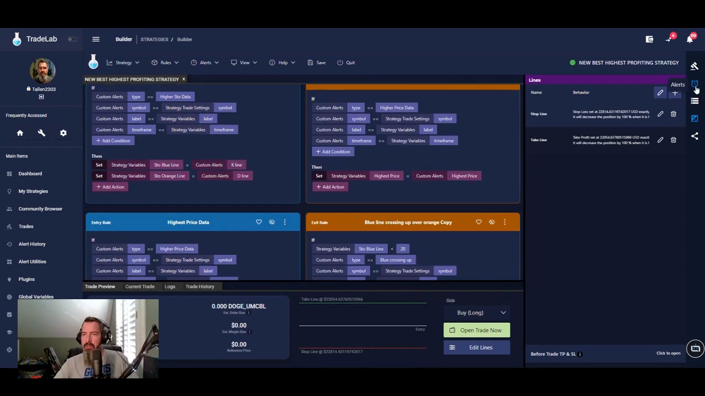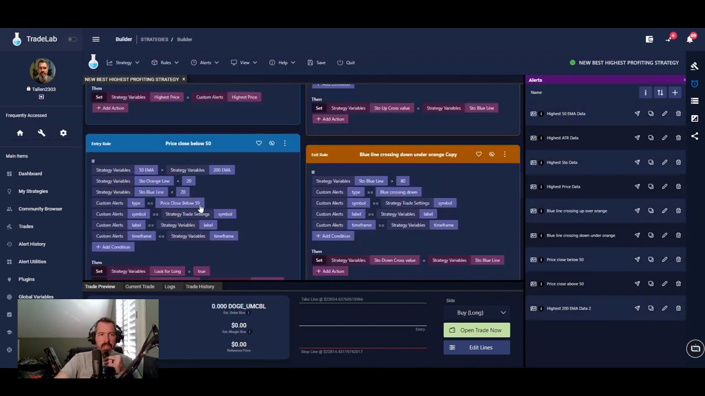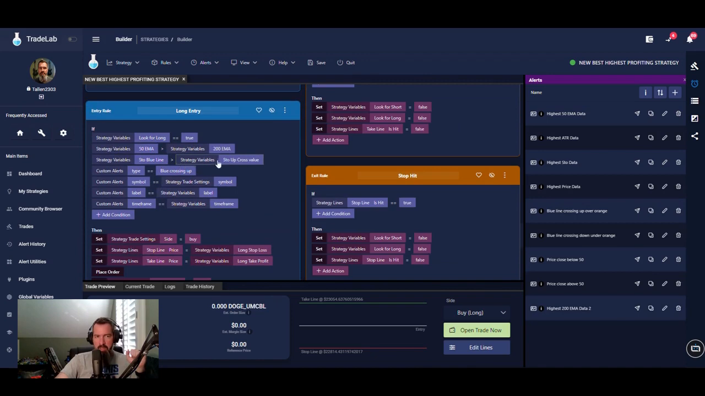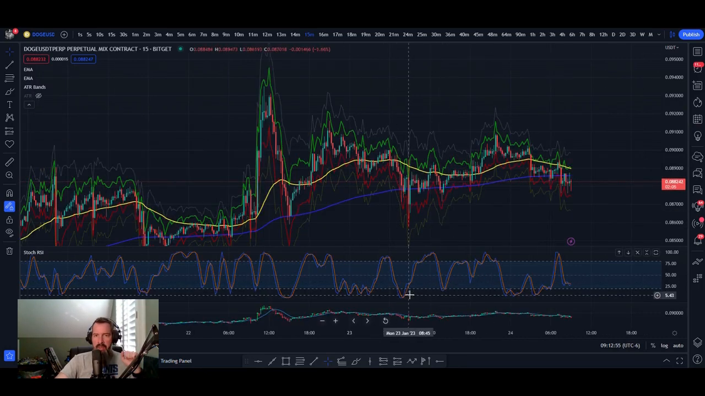So fairly easy. The alerts that we need: 50 EMA data, ATR data, the stochastic data, the price data. We have to track the price to make sure it's above or below the 50 also. This is storing our blue line crossing up, blue line crossing down. This is our alert for when to start looking for a short or a long. And this is our 200 EMA data. So again, our long signal is when the blue line crosses up over the orange line, but this variable is just making sure that it's at a higher value than over here.